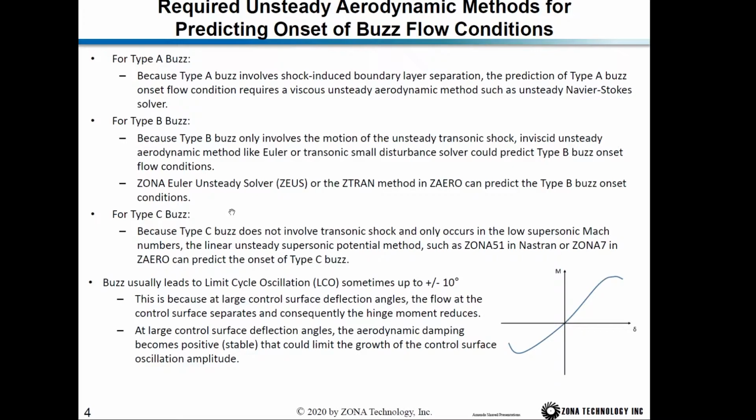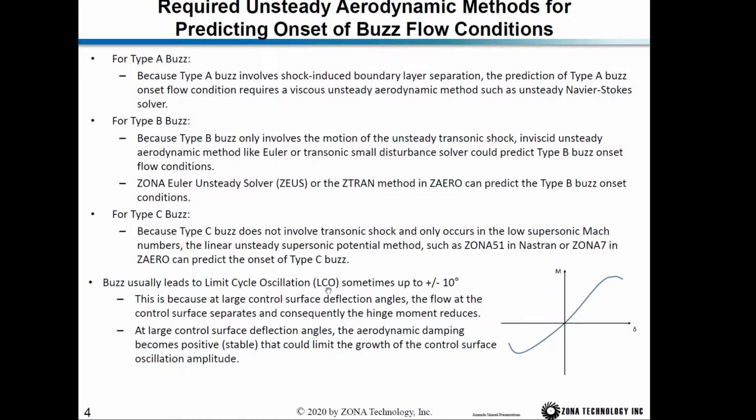For type C buzz, because it does not involve a transonic shock and only occurs at a low supersonic Mach number, the linear unsteady supersonic potential method, like ZONA51 in Lagrange or ZONA7 in ZAERO, can predict the onset of type C buzz.